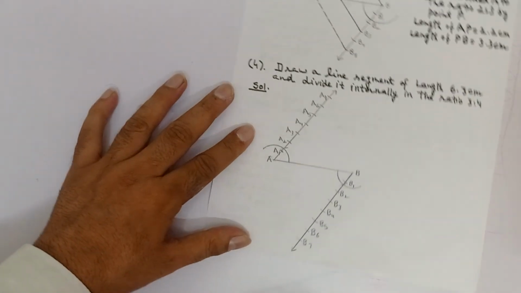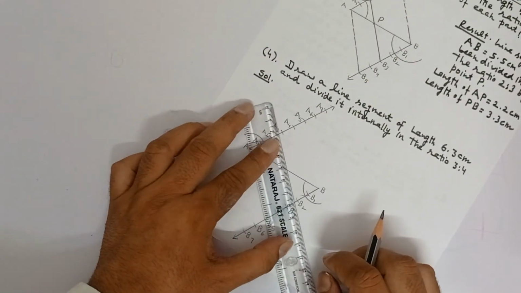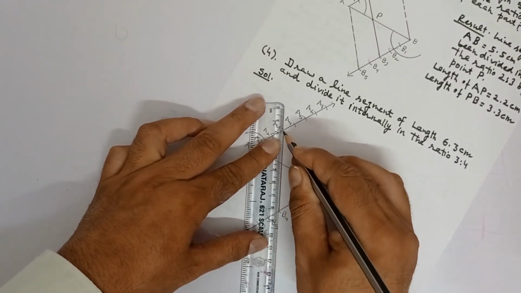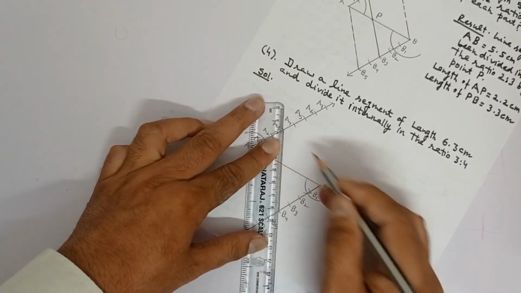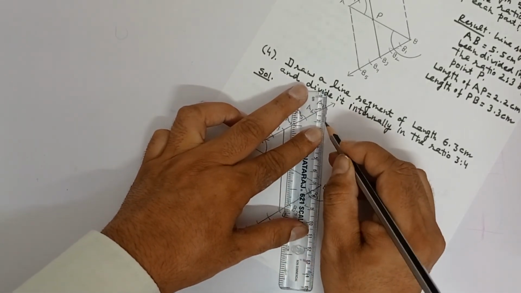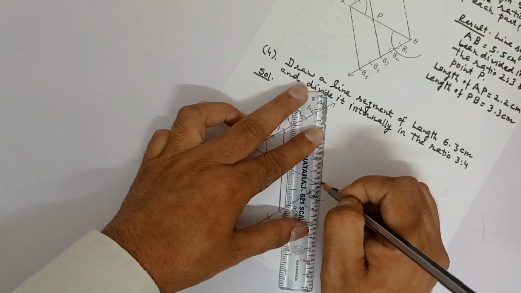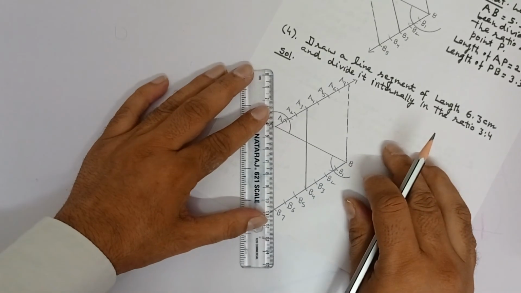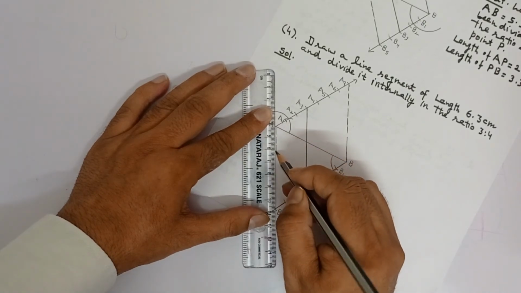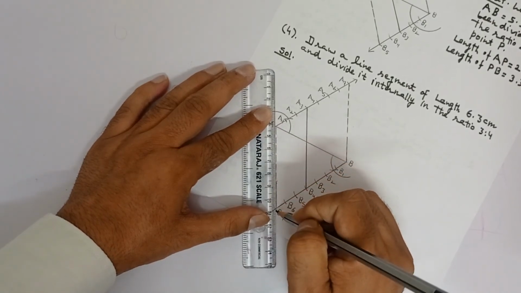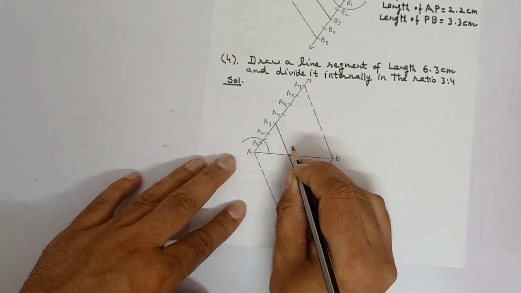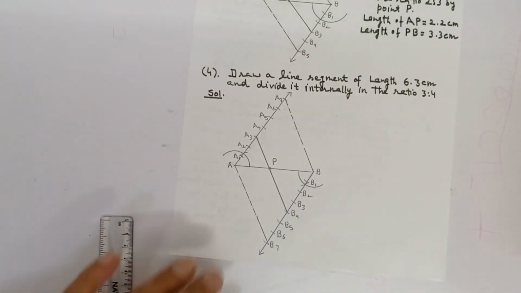Now the ratio is 3:4. So A3 and B4 will be joined with a solid line. And last A7 is to be joined with B dotted, and A is to be joined with B7, that also dotted. And this is a point P, you can name it P.